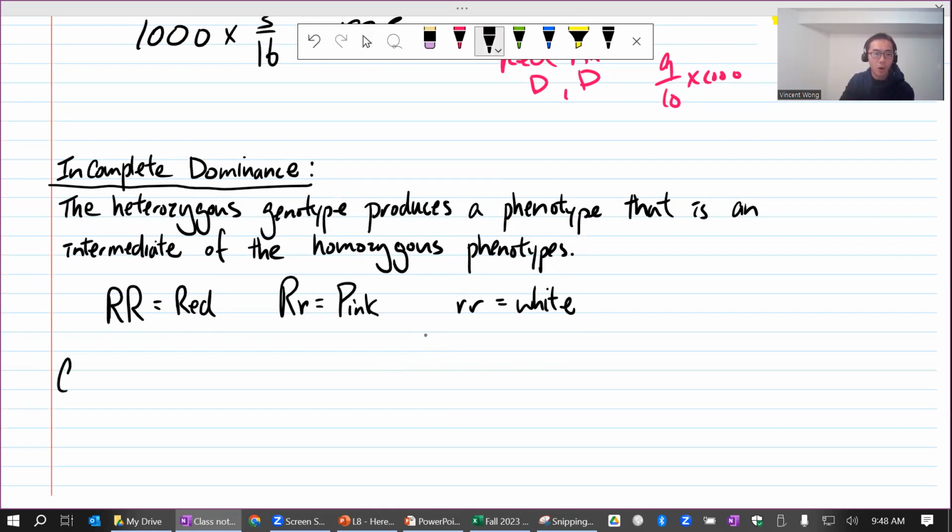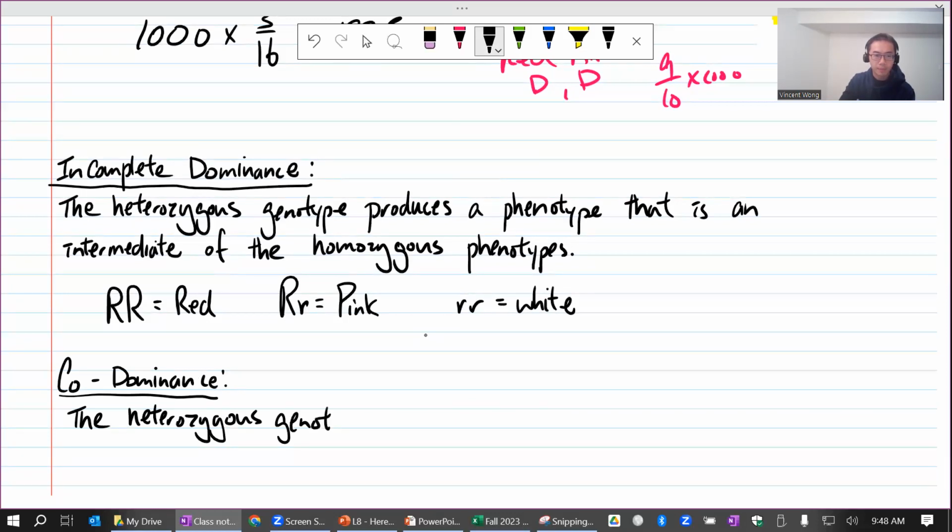Okay, then we have codominance. Codominance is where the heterozygous genotype expresses both alleles in the phenotype.